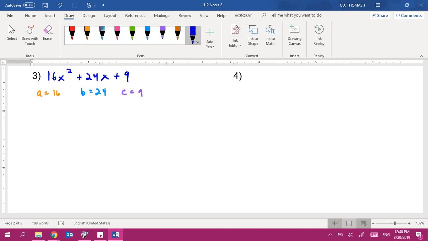All right. Okay, so the X box, boom. What goes in the top? 144. 16 times 9 is 144. What goes in the bottom? 24. So what are your two side numbers? 12 and 12. Very good. What's next? Right, 16x because a is 16.